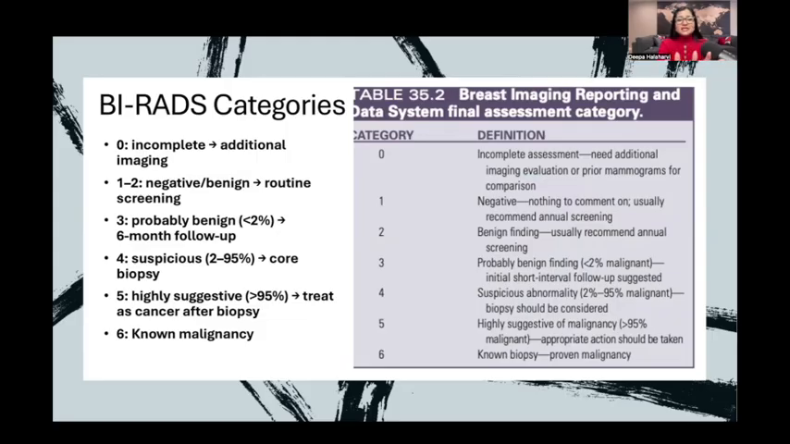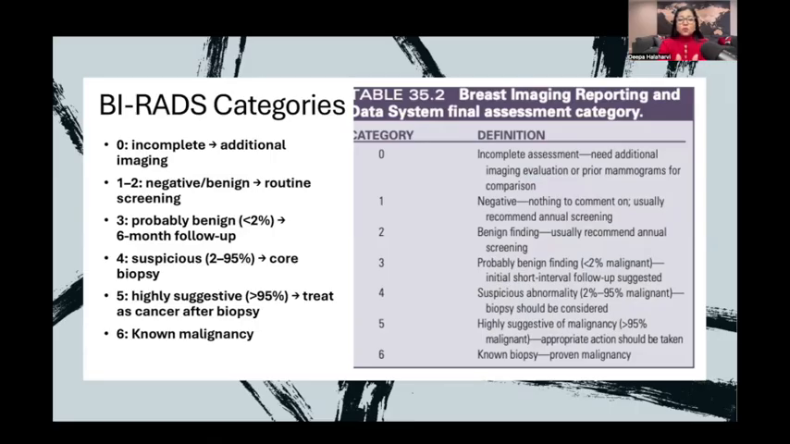0 is incomplete, additional imaging is needed. BI-RADS 1 to 2 is negative, benign, routine yearly screening. BI-RADS 3 is less than 2% risk of developing cancer, or less than 2% chance of finding cancer, so they can just be followed in 6 months.